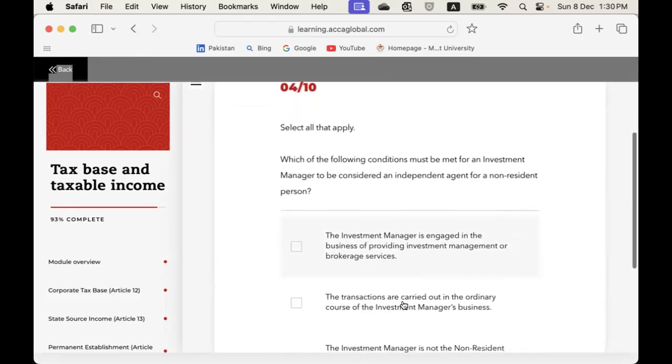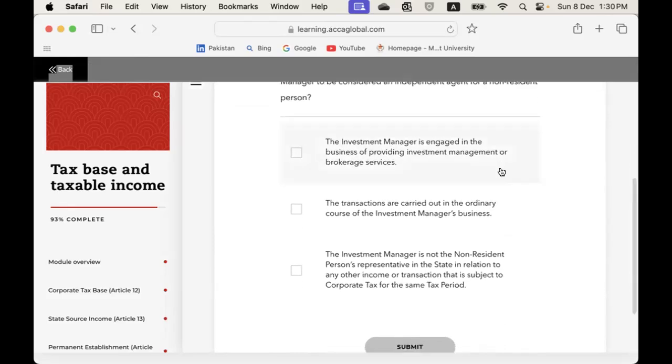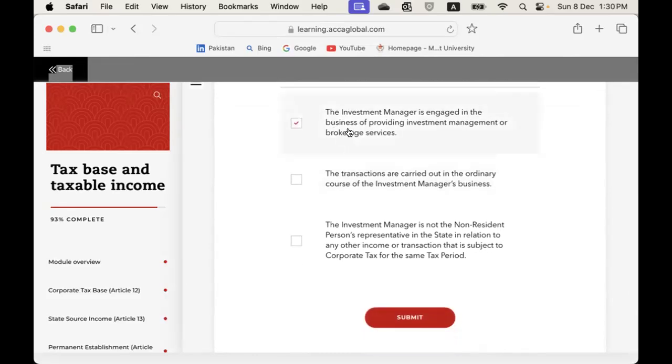Okay, let's see the fourth one. Which of the following conditions must be met for an investment manager to be considered an independent agent for a non-resident person? This we learnt, we read, right? The investment manager is engaged in the business of providing investment management or brokerage service. I think this was applicable. He should have a trade license. Transactions are carried out in the ordinary course of investment manager's business. Yes, I think this also we read. The investment manager is not the non-resident person's representative in the state.